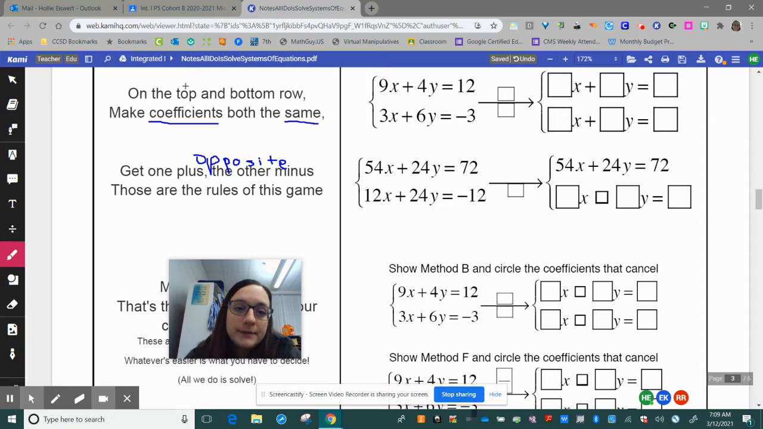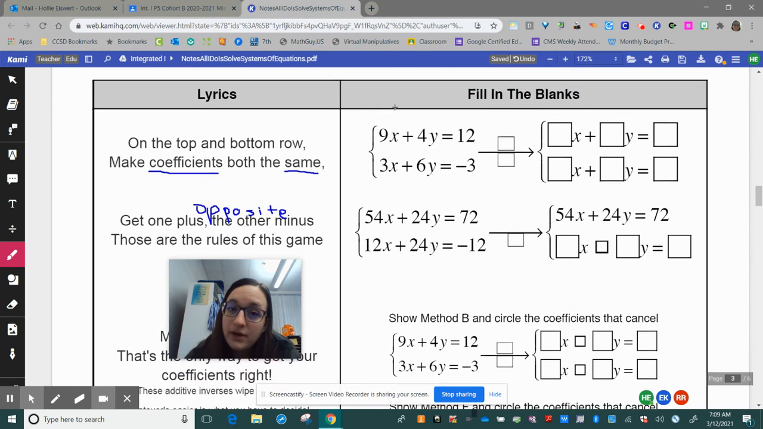So the first thing on the top and bottom row, we need to line up our variables. So see how we have x's here and y's here and then our constants over here? That's what we want. So standard form is actually preferred for this method. So your goal could be to get them into standard form. Here, standard form. Good.